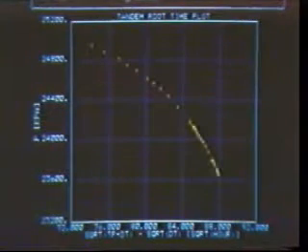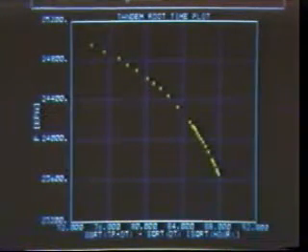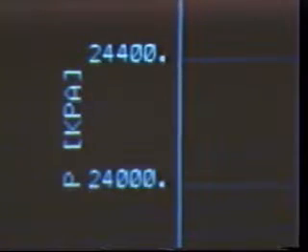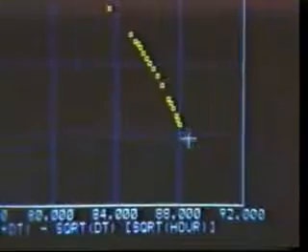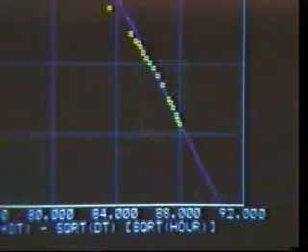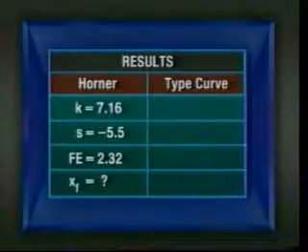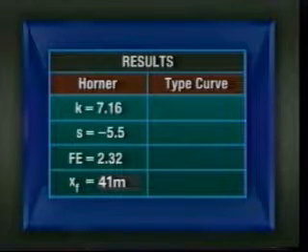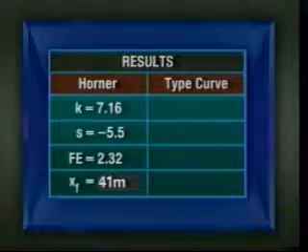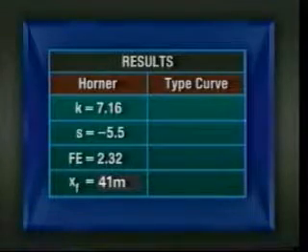To determine x sub f, we replot the data on the tandem square root plot. Pressure is plotted linearly on the vertical axis. The square root of t sub p plus delta t minus the square root of delta t is plotted on the horizontal. We then select a portion of the data from the linear flow period, and from its slope calculate a value of x sub f equal to 41 meters, completing our analysis of this hydraulically fractured well according to conventional methods. The next part of the well analysis will be undertaken using type curve matching methods. We'll then compare these results with those obtained from the Horner approach.